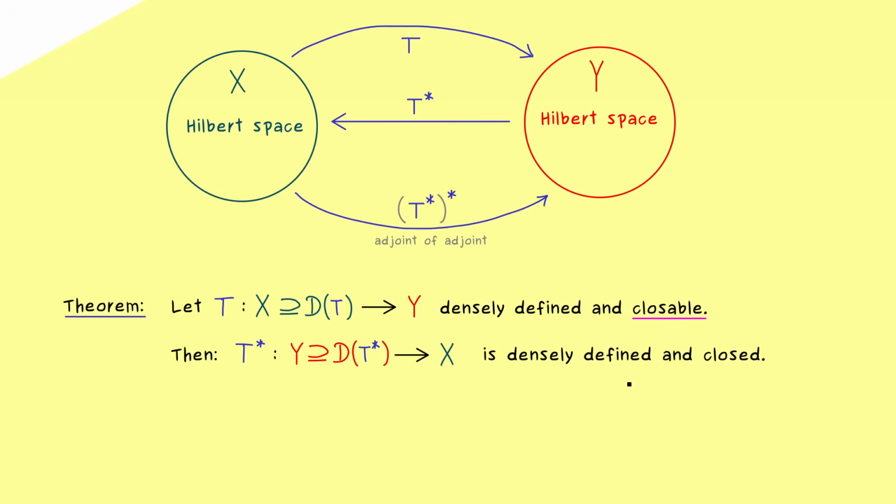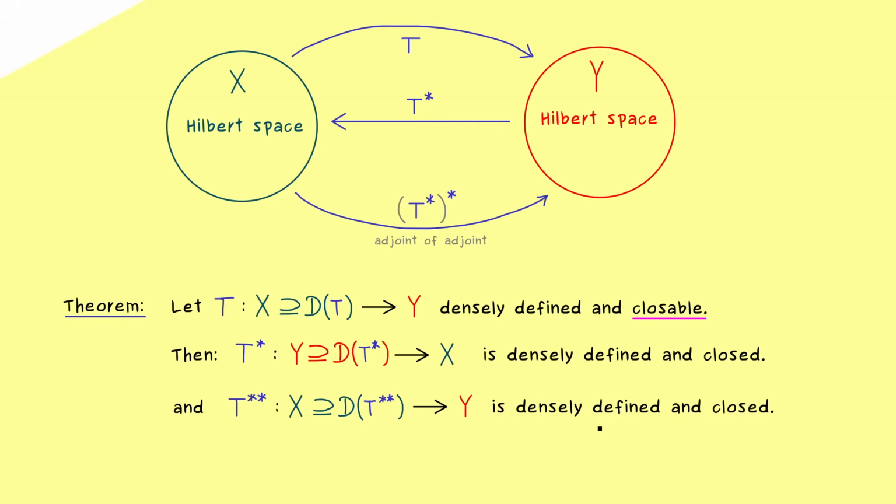However, the important part for us is that T star satisfies all the assumptions we had for T, which means we can just form the adjoint again. Which means that the double adjoint T star star is a well-defined closed operator as well. And there you already see, because it's closed, it cannot be equal to the original operator T in general, because T does not have to be closed.